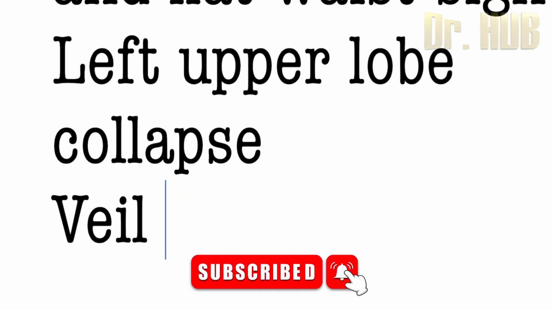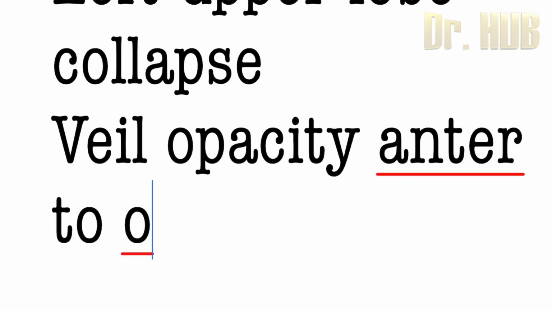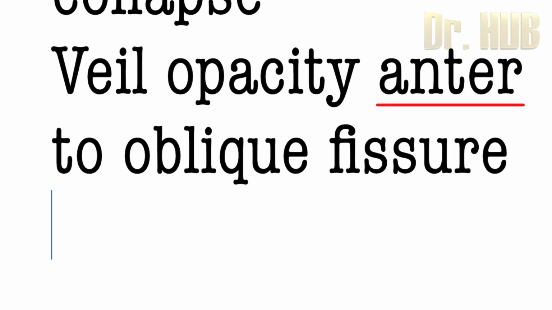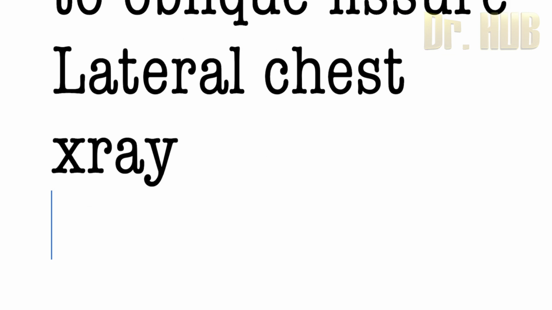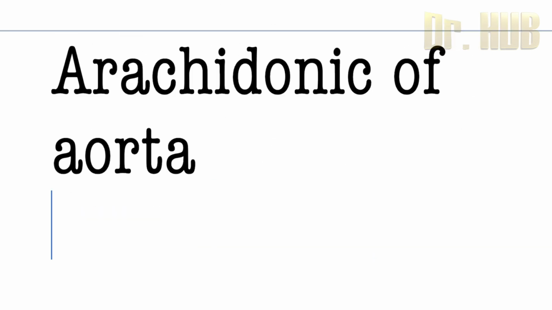The veil opacity is anterior to the oblique fissure, seen in case of the lateral chest X-ray. There is also the sickle-shaped air surrounding the arch of the aorta. So it is seen in the left upper lobe collapse.